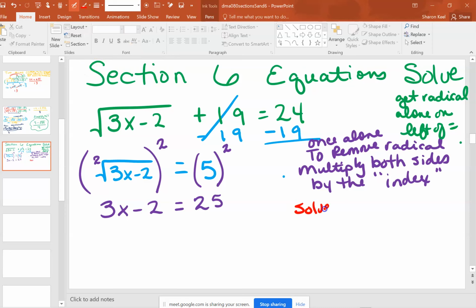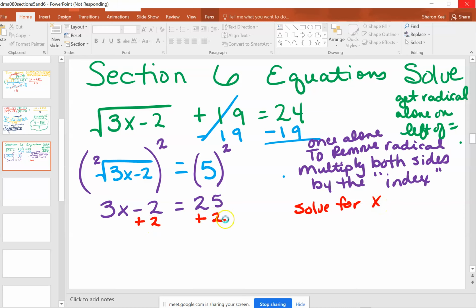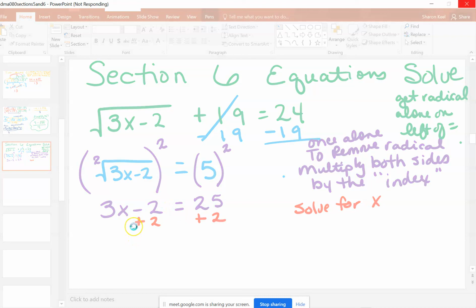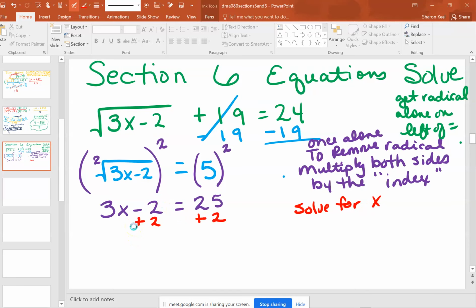Let's move our 2 to the other side, and we have 3x equals 27. Then we're going to divide both sides by 3, and x is equal to 9.